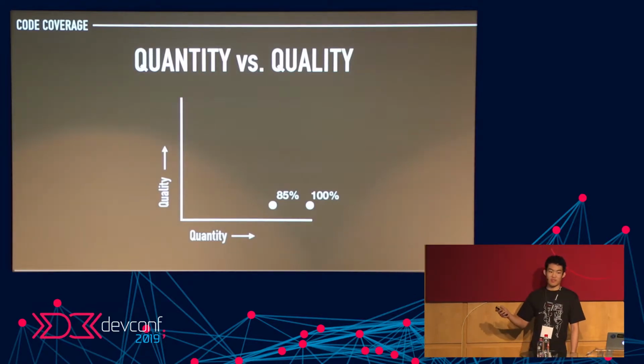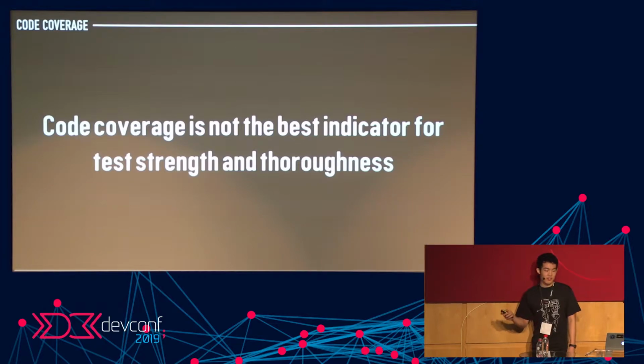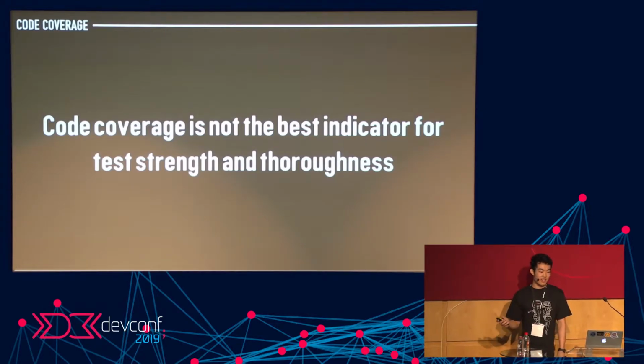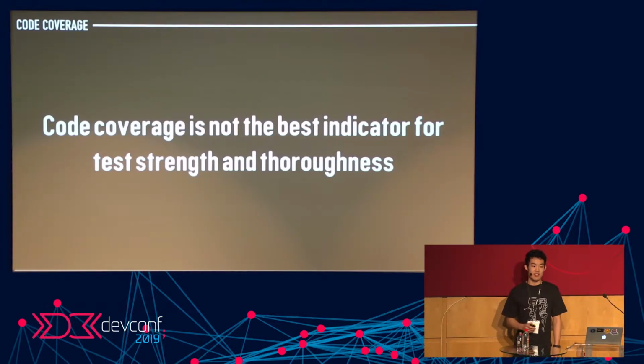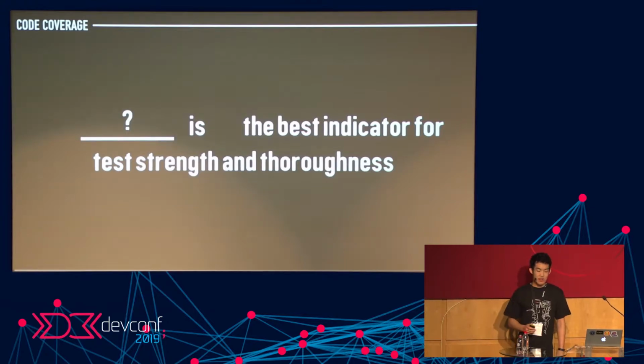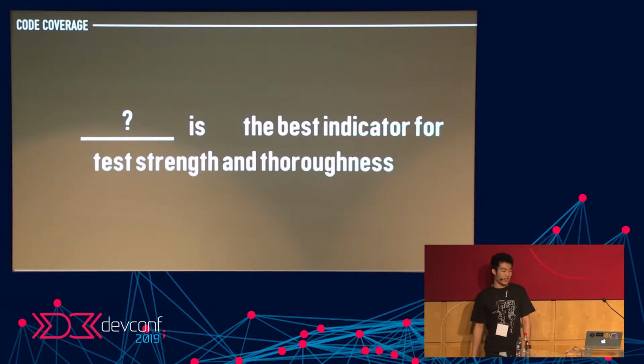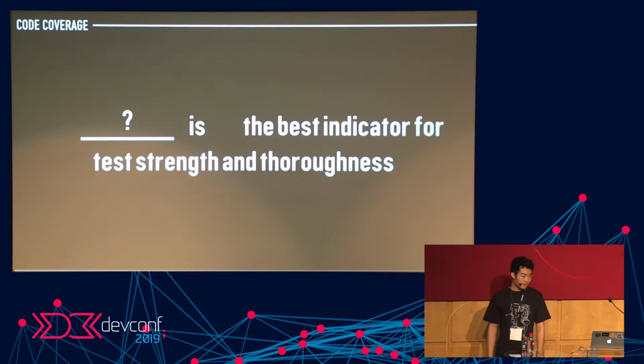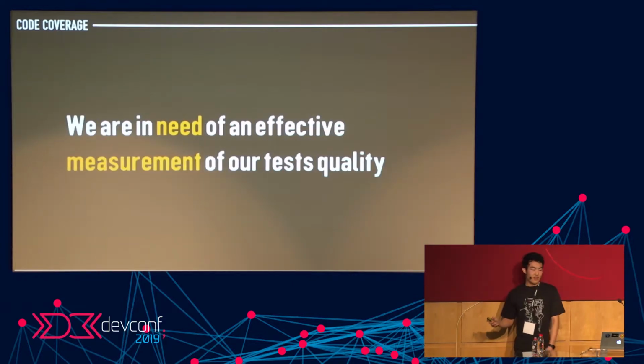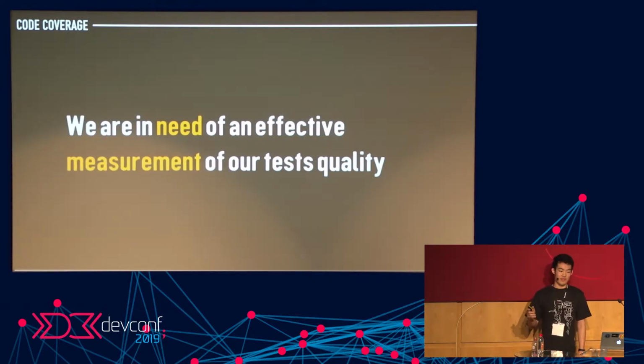As with all other measurements, you get what you measure, and that's a thing that we all have to realize. And thus, we can conclude that code coverage is not the best indicator for test strength or thoroughness, which raises a question: what is the best indicator for test strength? This leads us to the single most important message of this talk, really. We are in need of an effective measurement of our test quality.